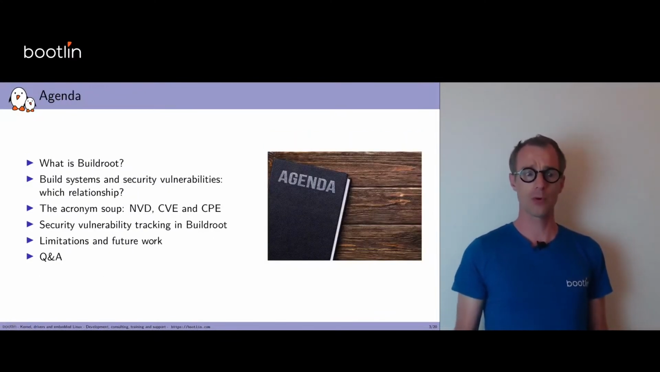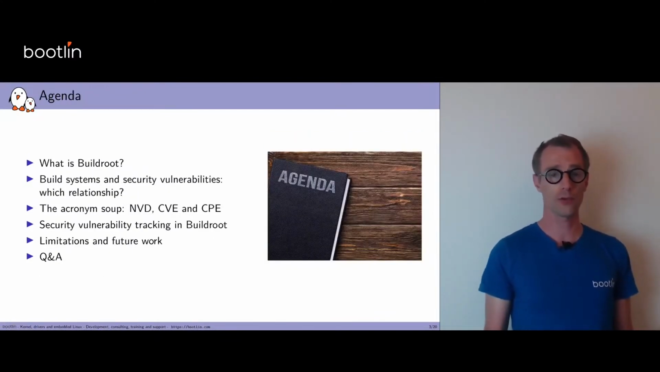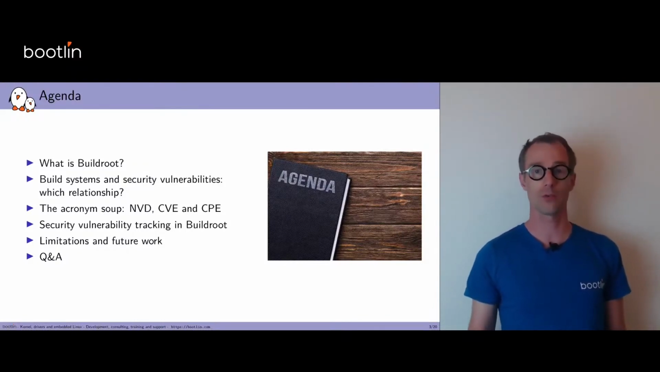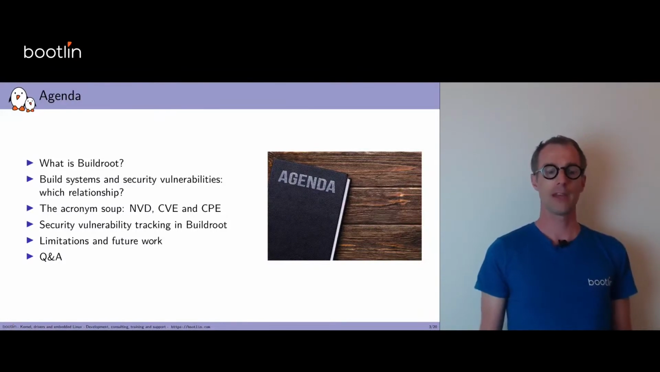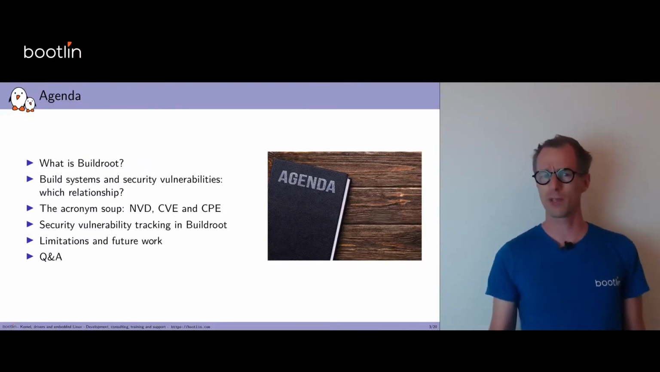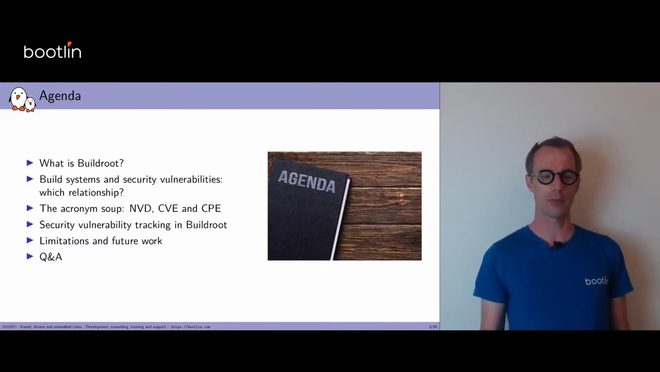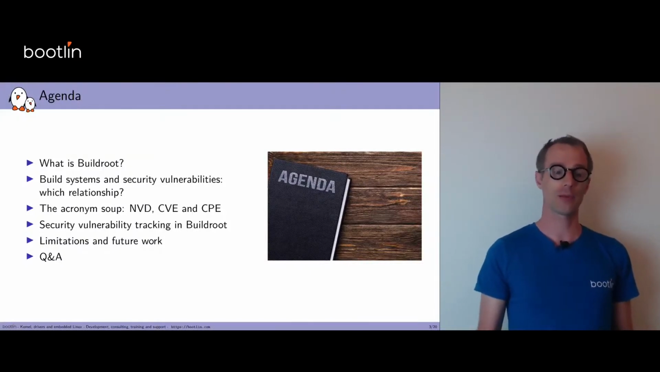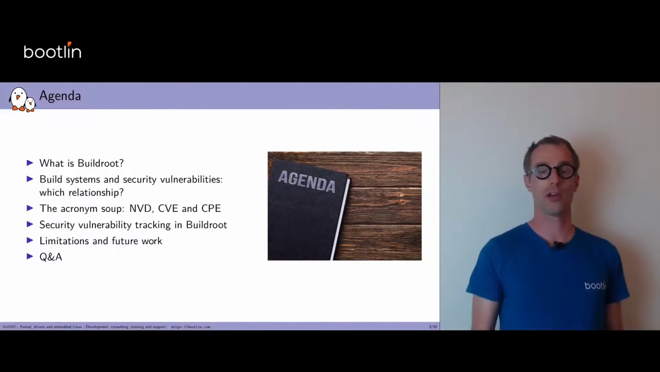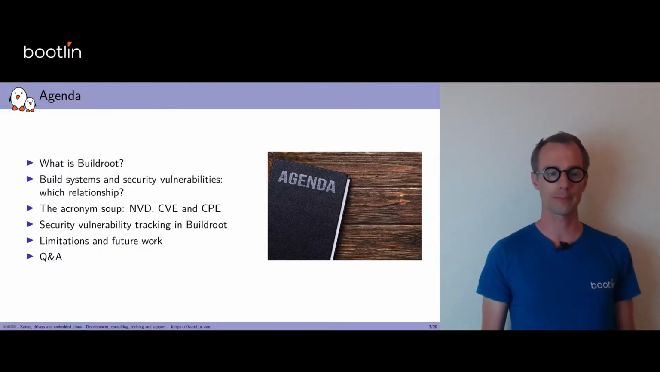So in this talk, I would like to briefly introduce what Buildroot is, but I will assume that most of you know what Buildroot is and what the purpose of Buildroot is. Then we will talk about build systems and security vulnerabilities and what relationship there is between those two topics. We'll introduce some of the acronym soup, such as NVD, CVE, CPE, and what they all mean. And then we'll look at what security vulnerability tooling we have introduced in Buildroot and identify some limitations and possible future work, and then it will be open for Q&A.